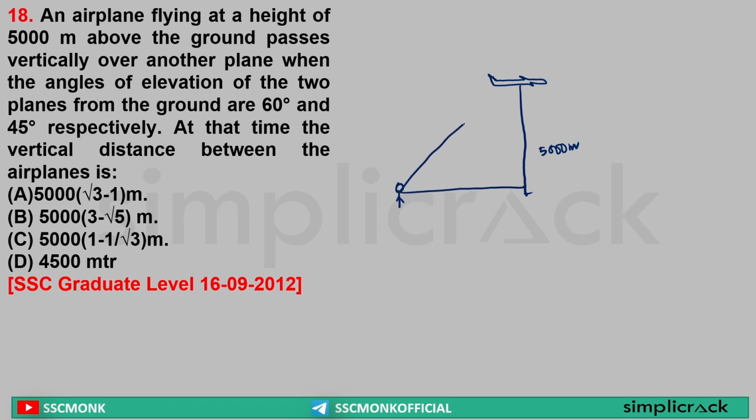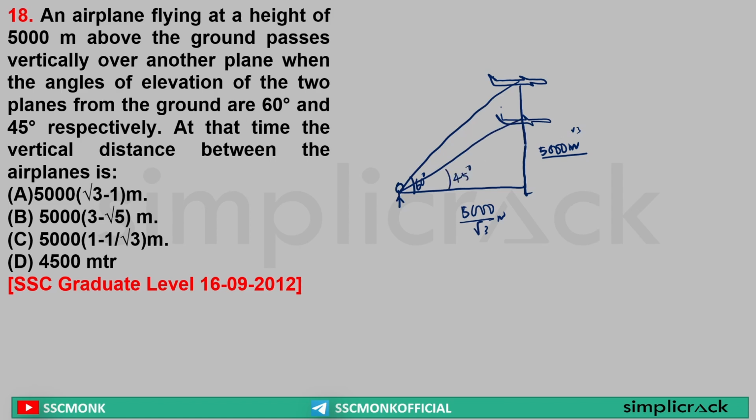Now, Chintu was over here looking at the aeroplane, and what was the angle he was making? He was making an angle of 60 degree. That means if this is root 3, this will be 1. So if this is 5000 is equal to root 3, so one part is equal to 5000 by root 3 meter. Yes or no? Yes. So it is saying it vertically cross. It vertically cross means what? Another plane was over here. That's how it vertically crossed, and the angle of elevation to this aeroplane is equal to what? 45 degree. Yes or no?